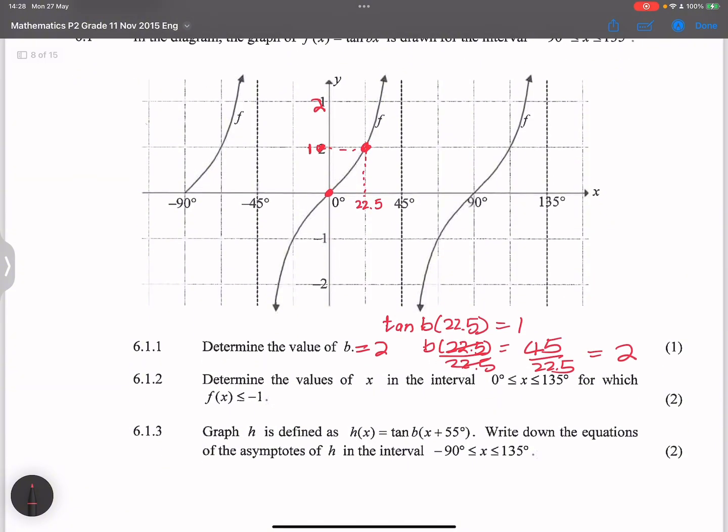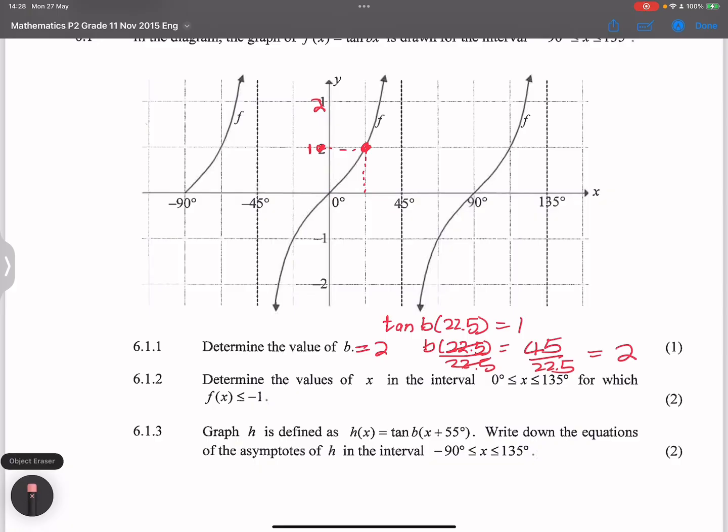They say determine the values of x in the interval 0 to 135. And please, if you have not watched my videos on functions, right, trig functions, please have a look at it. It will help you quite a lot. Right, so they say determine the values of x in the interval 0 to 135, for which f of x is less than -1. Now, let's look at our graph.